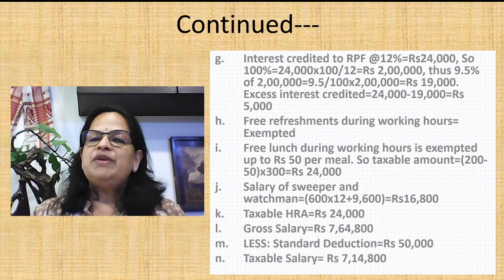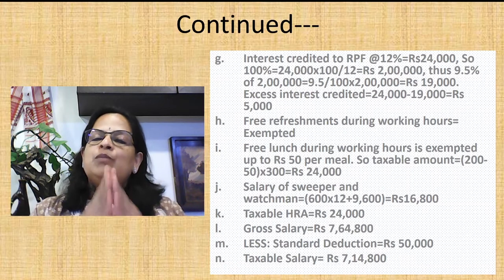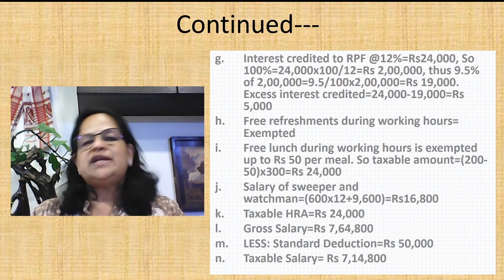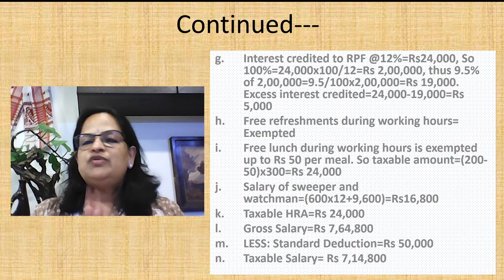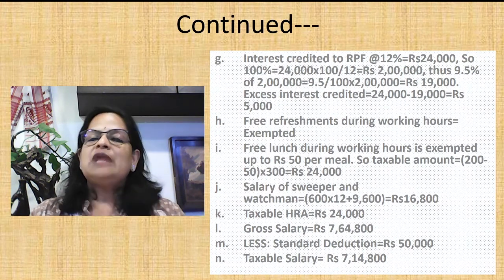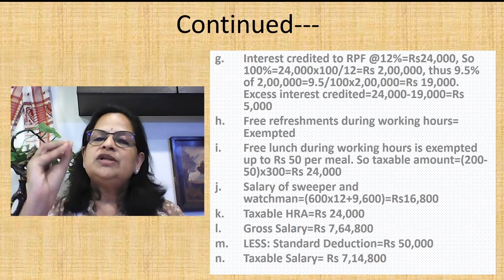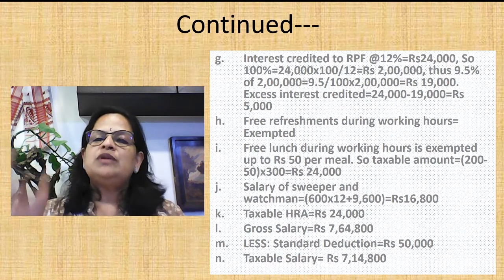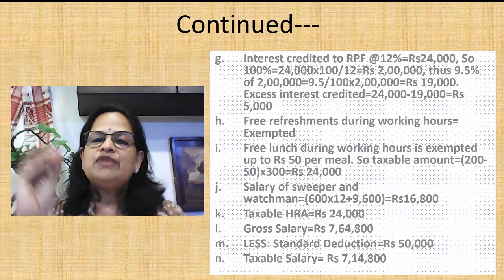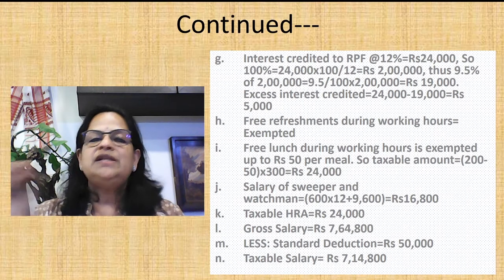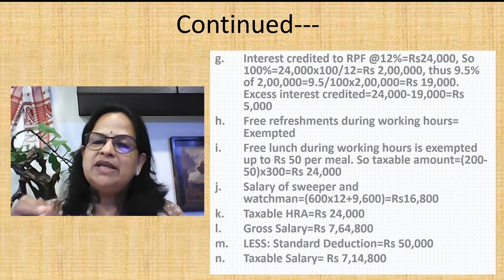Interest credited to RPF at 12% is 24,000. Now we know that more than 9.5% is taxable. How will you calculate? 12 by 100 is 24,000, so you can calculate 100%: 24,000 into 100 divided by 12. So full interest is 2 lakhs. Now you can calculate 9.5% of 2 lakhs, that is 19,000. So excess interest credited is 24,000 minus 19,000.